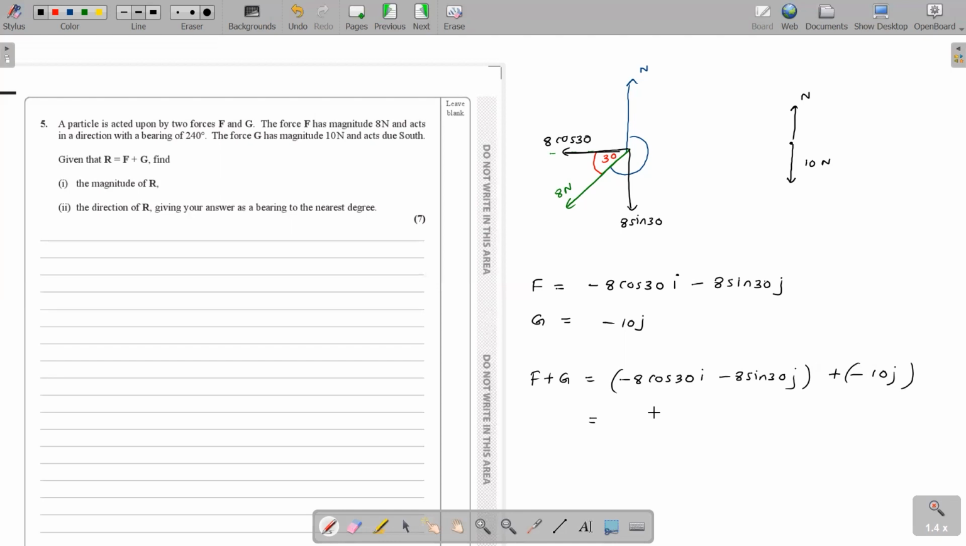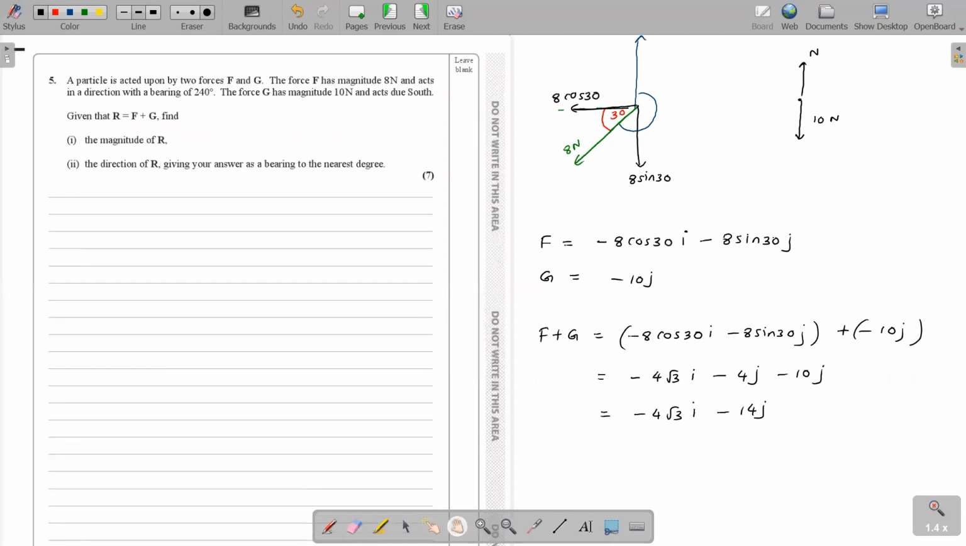Minus 8 cos 30. How much is minus 8 cos 30? Multiply minus 8 cos 30. Calculator must be in degree mode. What do you get? Minus 4 root 3 I. This is 8 into sine 30, which is 8 into half, so minus 4j minus 10j. End of the day, I get minus 4 root 3 i minus 14j. Okay, so this is the value of r.